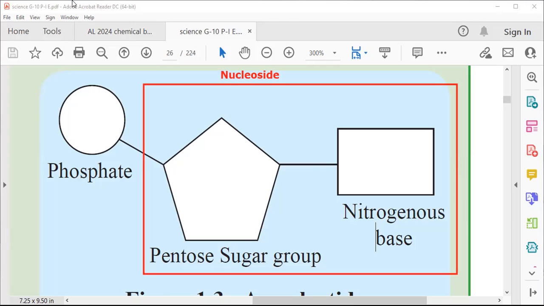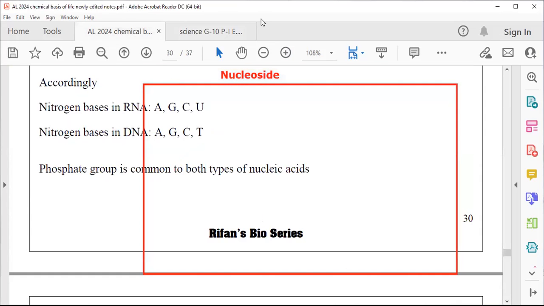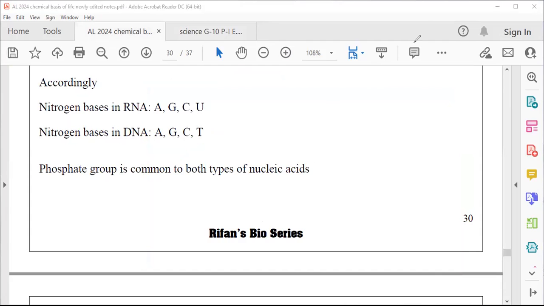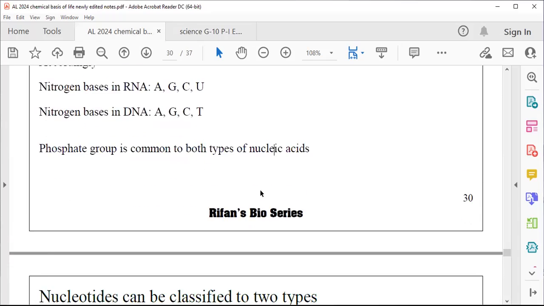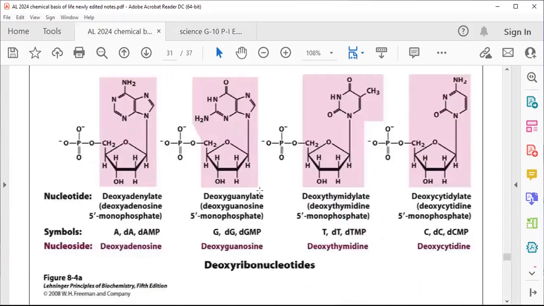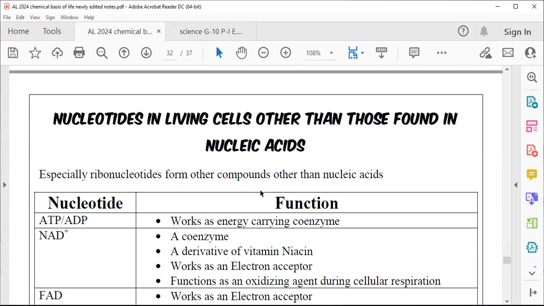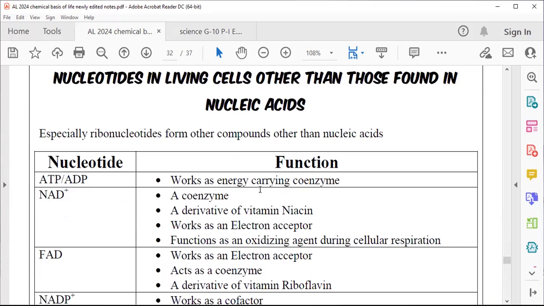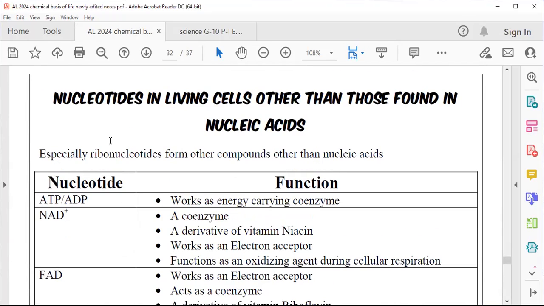Hope you can understand the difference between nucleotide and nucleoside. In the exam paper, they can even give you the diagram and ask you to put a circle. Are you clear? Yes, sir. Good. So, here, what is the heading for you?